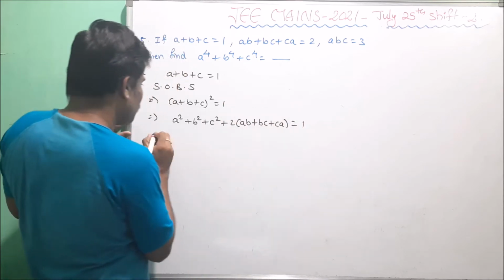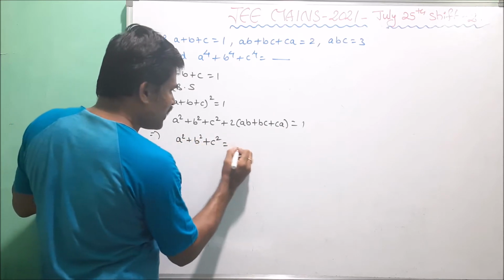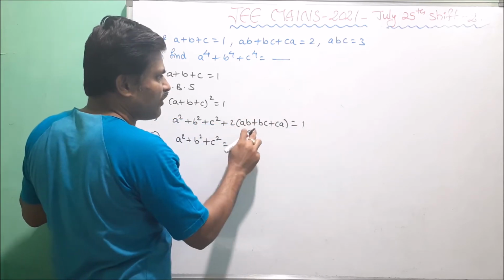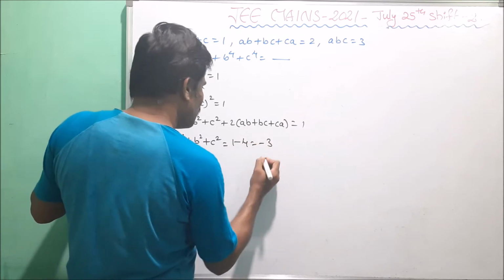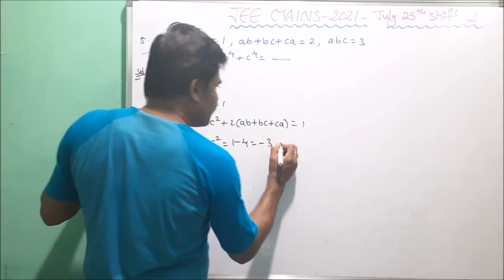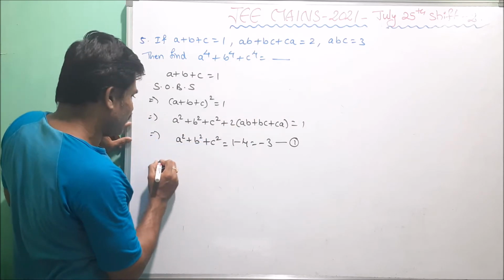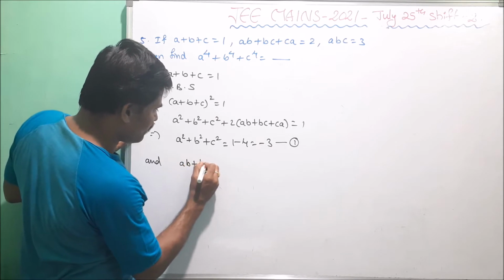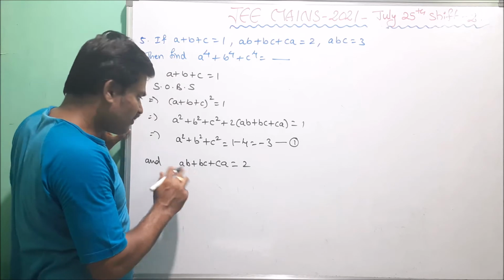This is also 1. Now we write a² + b² + c² equal to 1 minus 2 times (ab + bc + ca), and that value is 2, so 2 times 2 is 4, and 1 minus 4 equals −3. Now a² + b² + c² = −3, which is equation 1. And we take ab + bc + ca, that value is 2. Now here we take squaring on both sides.